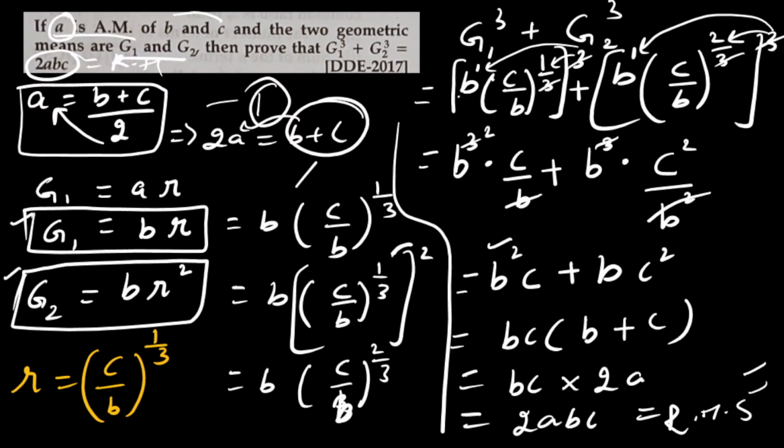2abc. Yes. So is this question clear? Once again, you try to do this question yourself. It was a proof type of question, and we had to make relations between the different terms of the geometric progression. Is this question clear?